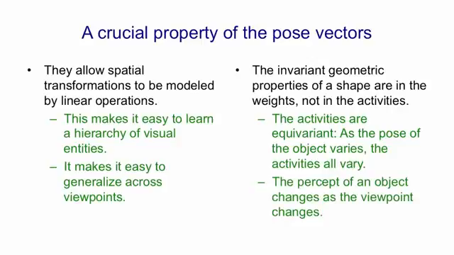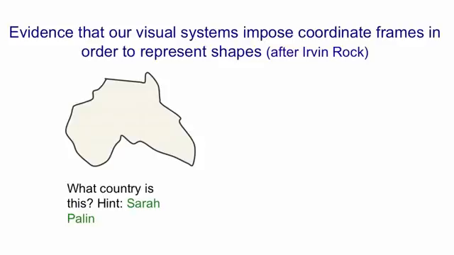I'm going to finish by giving you some evidence that our visual systems really do impose coordinate frames in order to represent shapes. This was pointed out a long time ago by a great psychologist called Irvin Rock. So if you look at this shape and I tell you it's a country, most people don't know which country it is. They look at it and they think it looks a bit like Australia, but it's a sort of mirror image of Australia, but it's not really a familiar country at all.